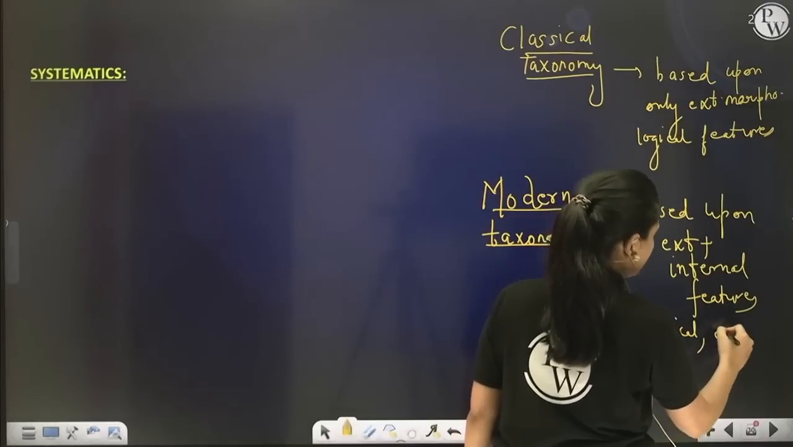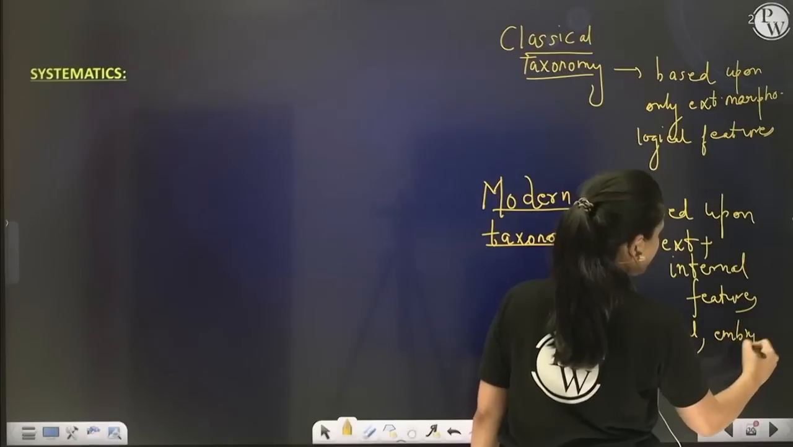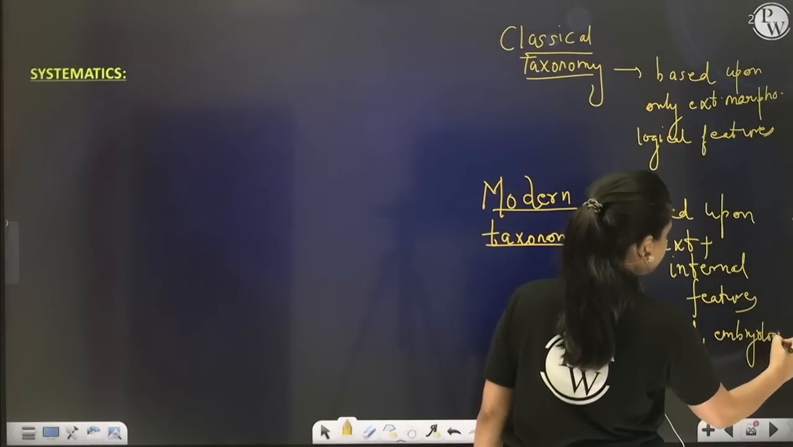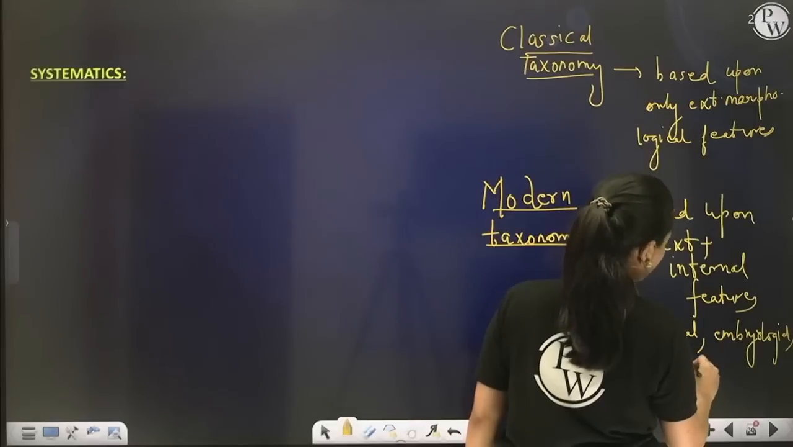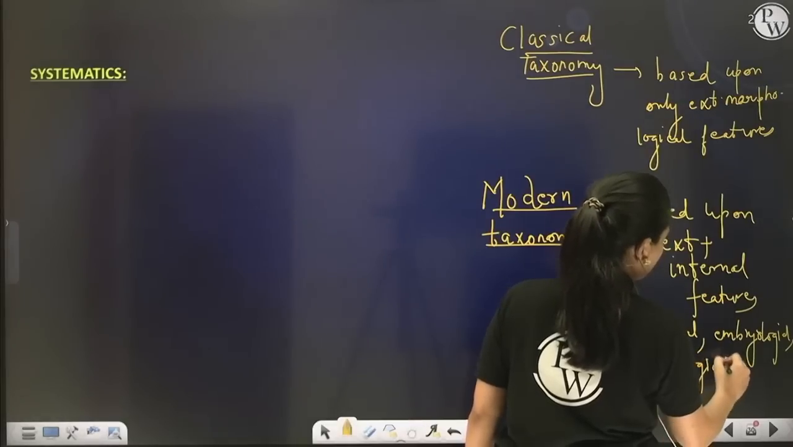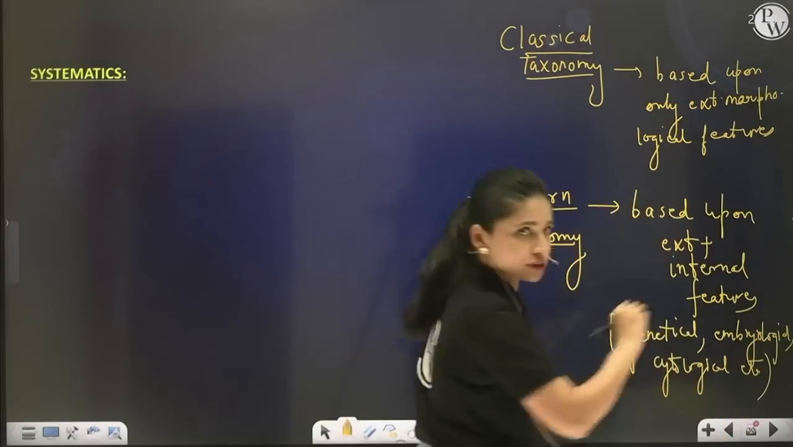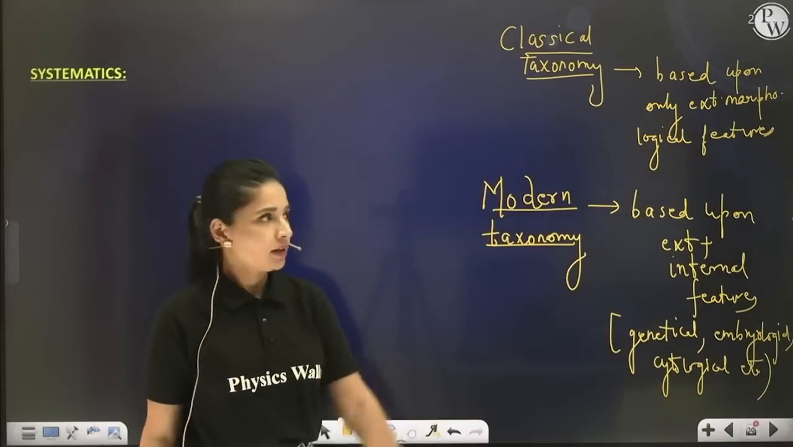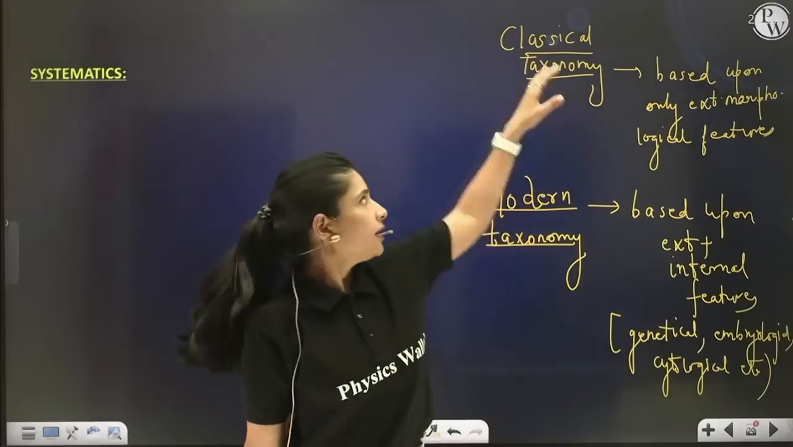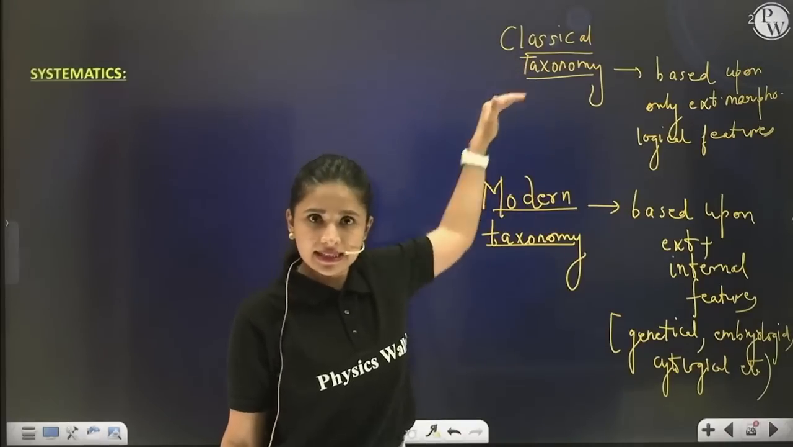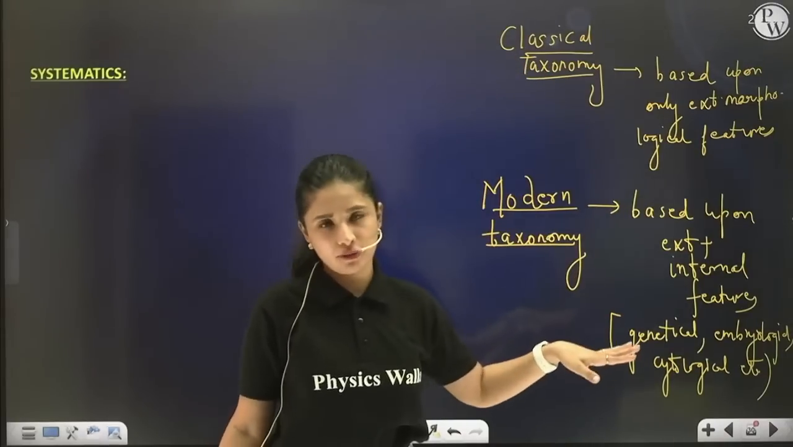genetical, maybe embryological, maybe cytological, anatomical, etc. Whatever you can think, you can mention over here. Right? Modern taxonomy, also known as biosystematics. Can you see the difference? Modern taxonomy is better than classical.